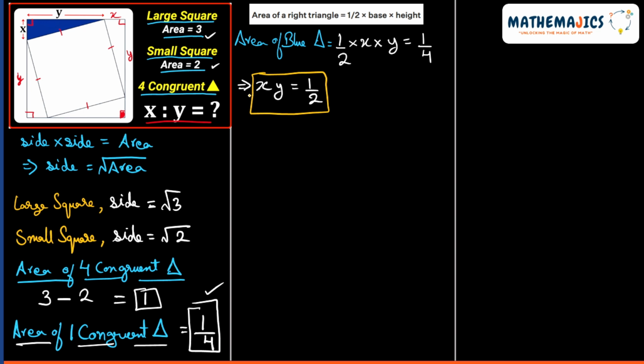Apart from this, there is one more important thing that we can see in the figure. What is that? Look at the figure. If you look carefully at the top side of the large square, this is nothing but x plus y. The side of the large square is x plus y. Yes, x plus y gives us the side of the large square. So what is the side of the large square? Root 3. Let's write it down. These are the two important things that we have found out till now. Let's see what we can do ahead.